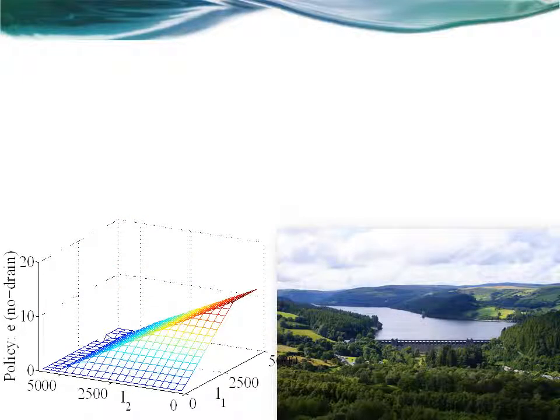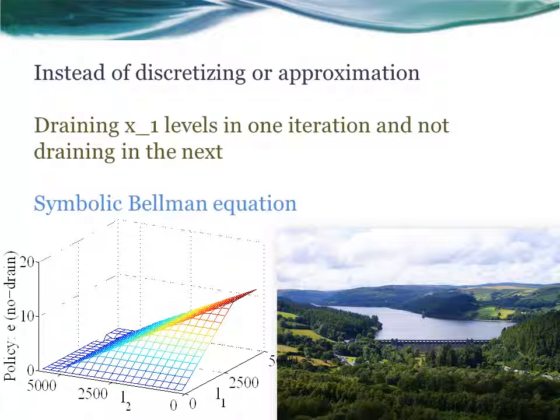For example, in the water reservoir problem, instead of discretizing or approximating, we define the levels of a multi-reservoir problem as any value between 0 and 5,000. So 0 is the minimum value that we can have, and 5,000 is defined by the fact that the reservoir is full. Now our policy would be to drain a specific amount of water in one iteration, not drain in the other. So this is the optimal policy, so that we can produce the maximum energy, and this can be done using symbolic Bellman equations.